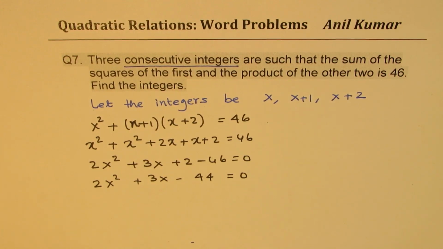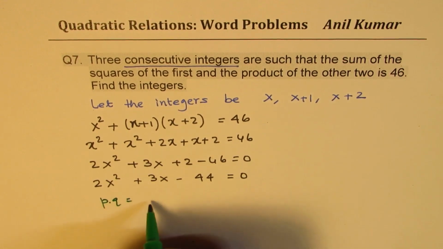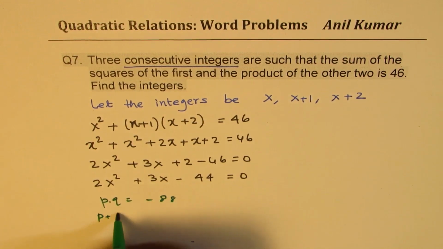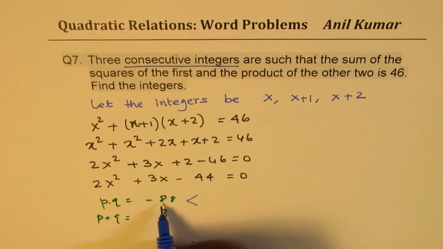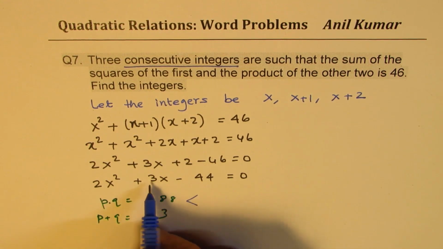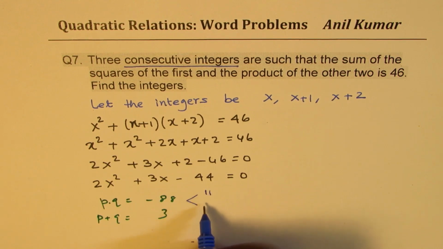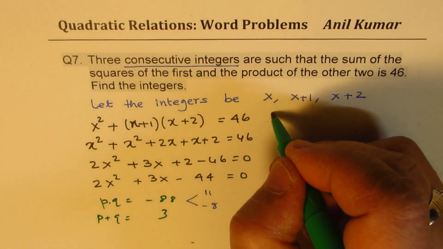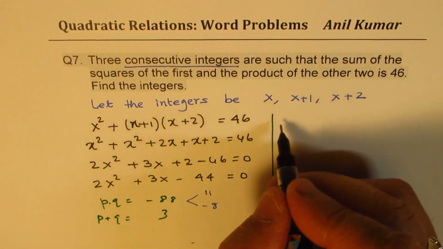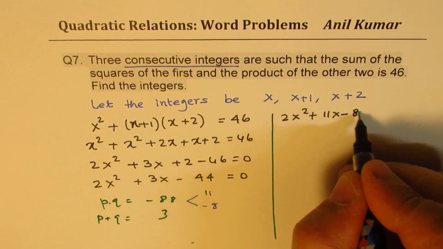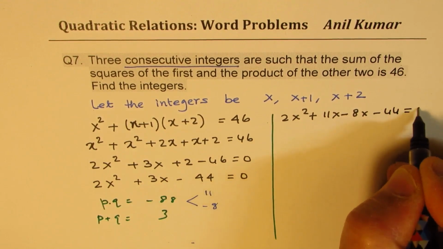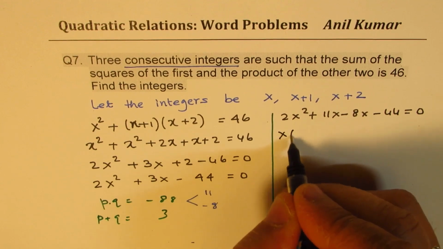Now we need to find product of two numbers as minus 88 and sum of two numbers as 3. So what could be the numbers? Could be 8 and 11, right? And bigger number is positive, and minus 8. That could give you this, correct? So let's use this and factor to solve. So we have 2x square plus 11x minus 8x minus 44 equals to 0. Now x is common.